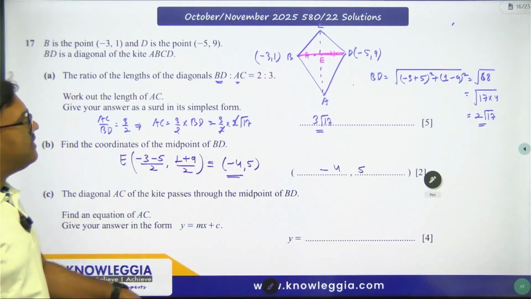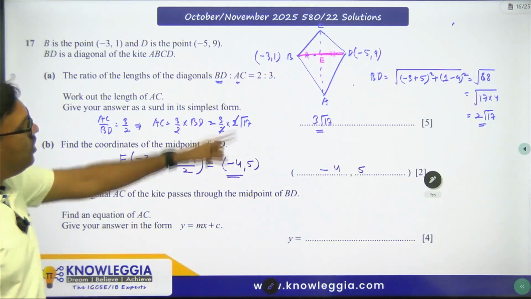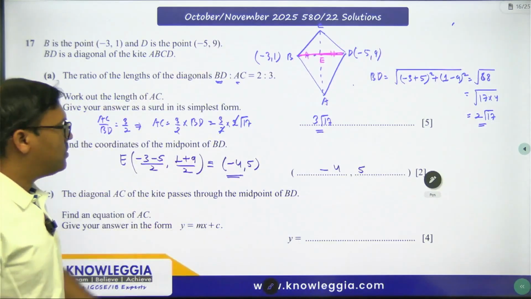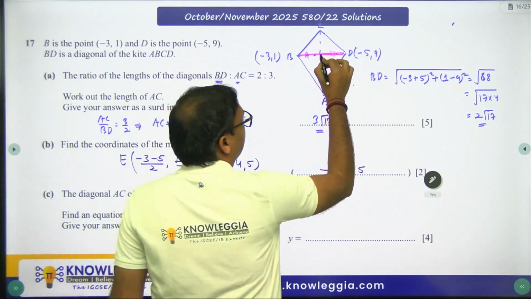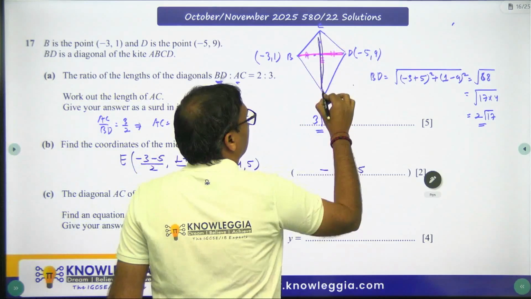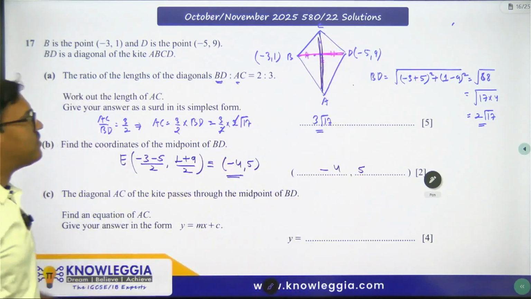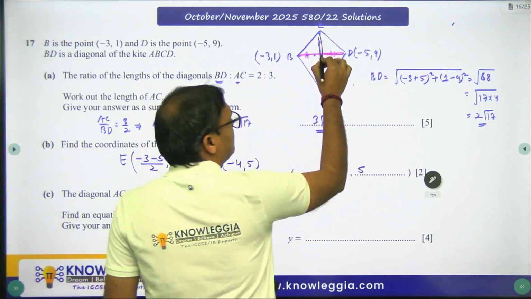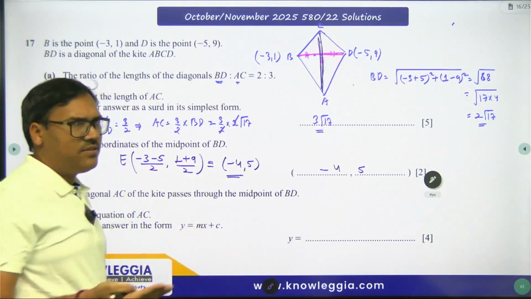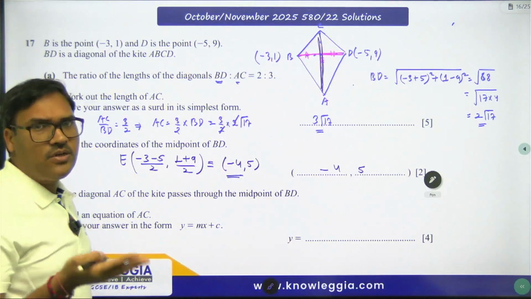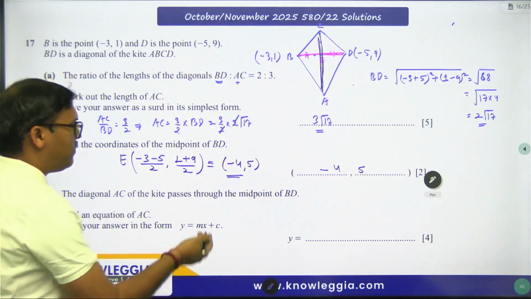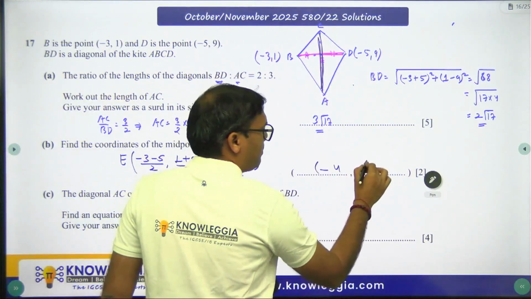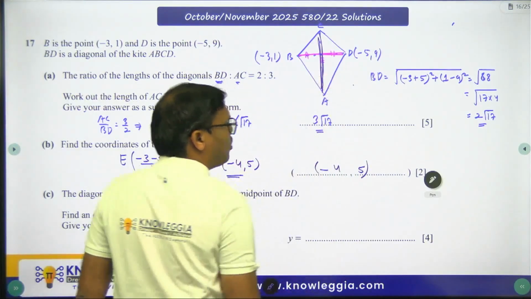The diagonal AC of the kite passes through the midpoint of BD. Yes, this we know. Now find the equation of AC. Again, this is a very standard question. This is the perpendicular bisector, and the perpendicular bisector is a very common question in your IGCSE paper. So what is the coordinate of E? E we have already got: minus 4 comma 5.